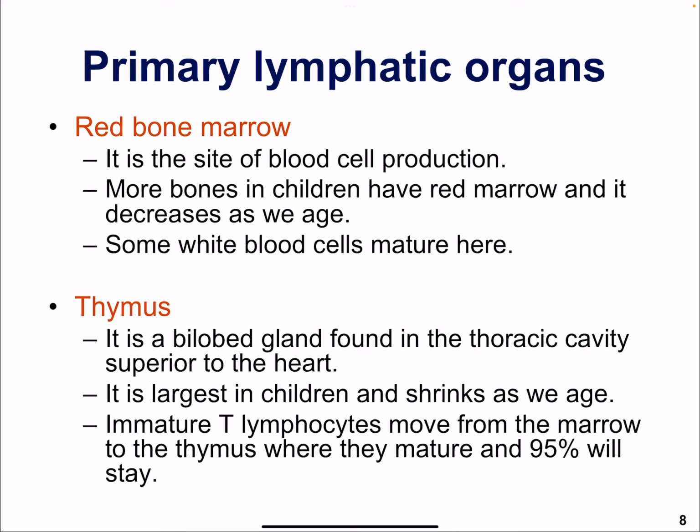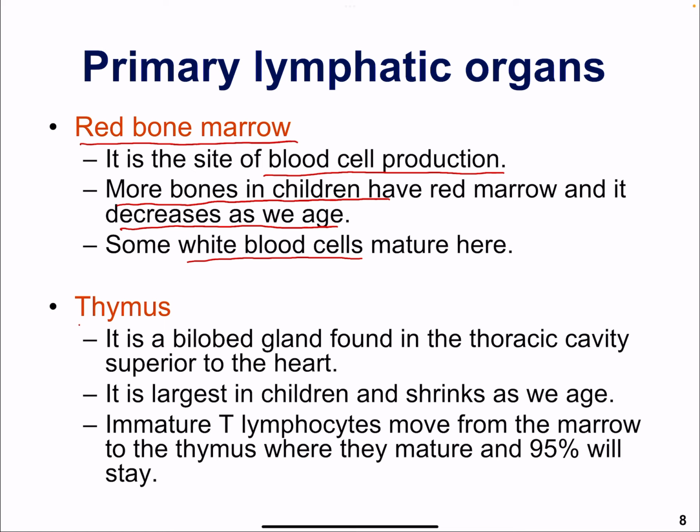Now, the red bone marrow is going to be where blood cells are produced, right? We're going to have more bone marrow in children than we do in elderly people, where the amount of red bone marrow decreases as we age. Some white blood cells are going to mature in the red bone marrow. Actually, most of the white blood cells are going to mature in the red bone marrow except for T lymphocytes.